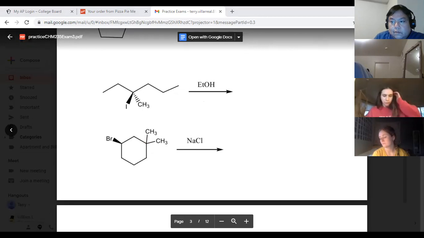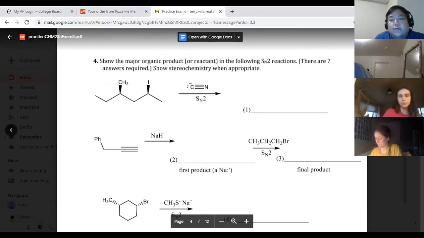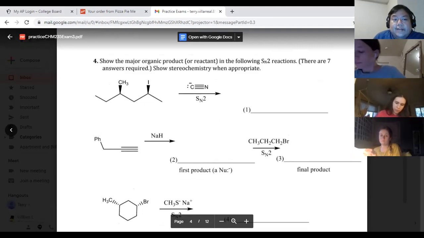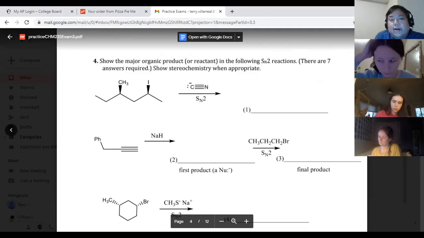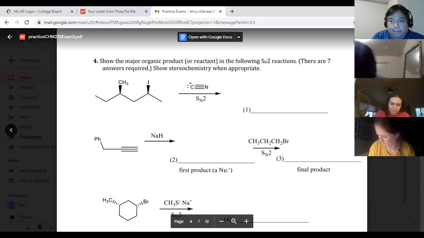All right. Next page. Show the major organic product or reactant in the following SN2 reactions. There are 7 answers required. Show stereochemistry where appropriate. So let's work through the first one. I'll give you guys 30 seconds, and then we will march on.